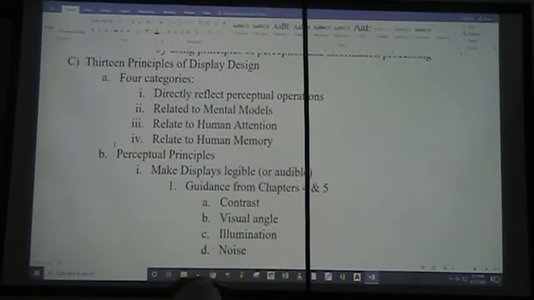So we have 13 principles of display design. They fall into 4 categories. They directly reflect our perceptual operations. They're related to our mental models. They relate to human attention. They relate to human memory. Okay, so those are the 4 categories. And now we have our 13 principles.